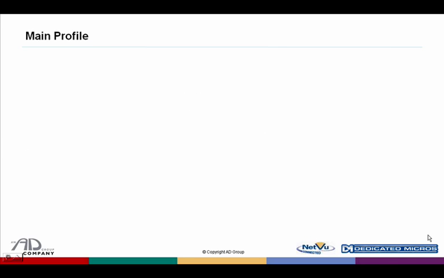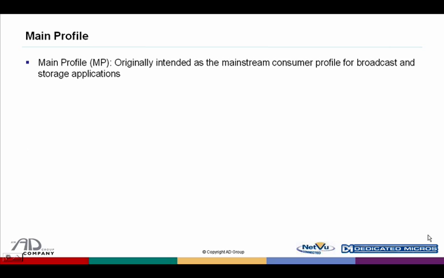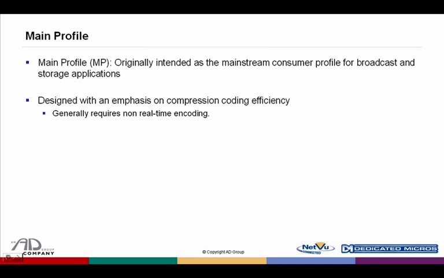Then moving on to the main profile. This was originally intended as the profile for meeting the needs of most broadcast and storage applications such as Blu-ray and broadcast TV. The emphasis here was very much on coding efficiency, so within the main profile we start to bring in the higher order coding tools where we can actually achieve much higher levels of compression, approaching the 50% range that we saw in the original specification requirement of H.264.